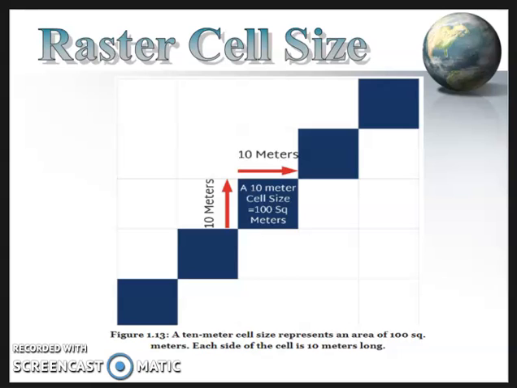In geospatial science, we usually refer to a pixel as a cell. When looking at raster data, each cell represents a distance and an area on the ground. The length of the ground that each side of the cell represents is called the cell size, also commonly referred to as resolution.